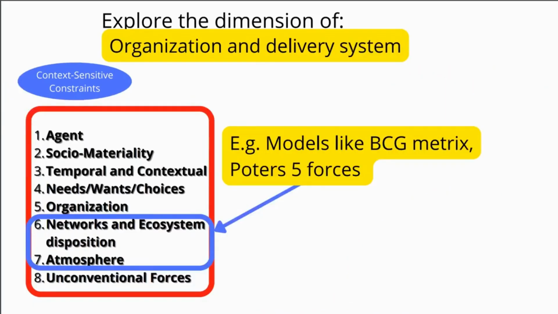It might be interesting to note that on a cognitive level, the between zones of the sixth and seventh dimensions might include models like Porter's 5 forces or BCG matrix. So these dimensions can be explored in the between zones of the sixth and seventh.